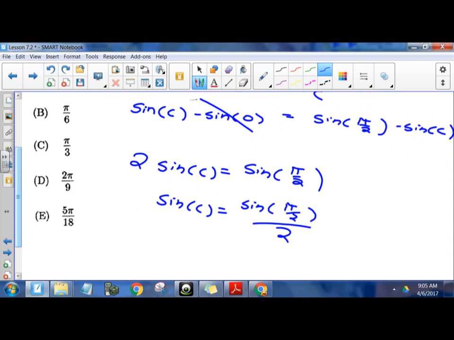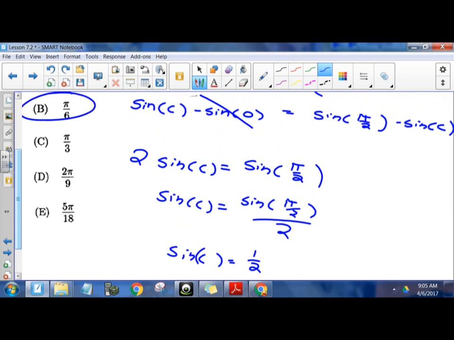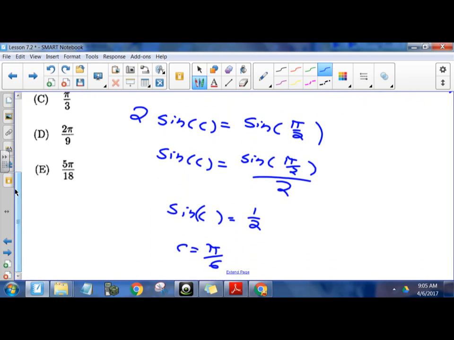And at that point, you can either use a calculator, which I told you to, or you can simply evaluate it to get that sine of C equals 1/2, sine of pi over 2 being 1. So sine of C is 1/2. Then you invert sine on both sides, and you get that C is pi over 6, which is choice B.